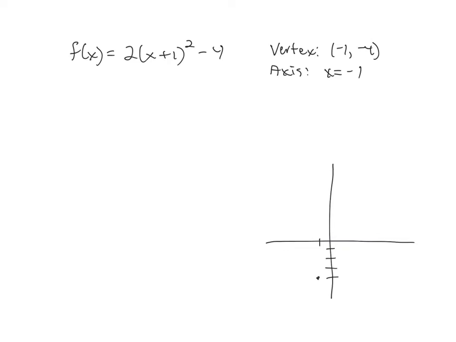So -1, -4. And then there's our axis of symmetry. So I'm going to plug in 0 and +1, because those are the two to the right. I'd rather not plug in -2 and -3, that just seems a lot harder. So I'm going to come down over here to the left.